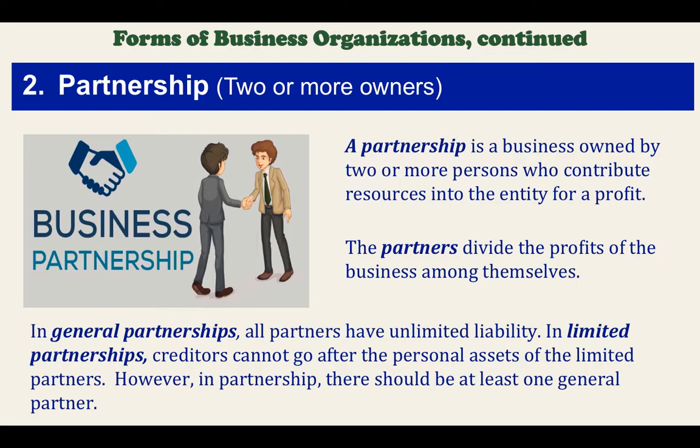In general partnership, there is what you call general partnerships. All partners have unlimited liability. If it is general, then the partners have unlimited liability, meaning if the partnership cannot pay the creditors, then the creditors can go after the personal assets of the partners.